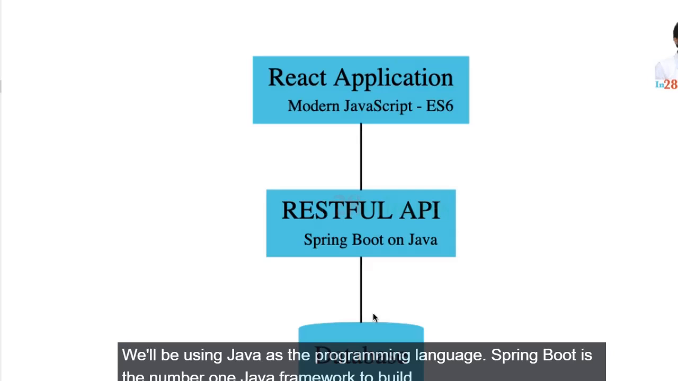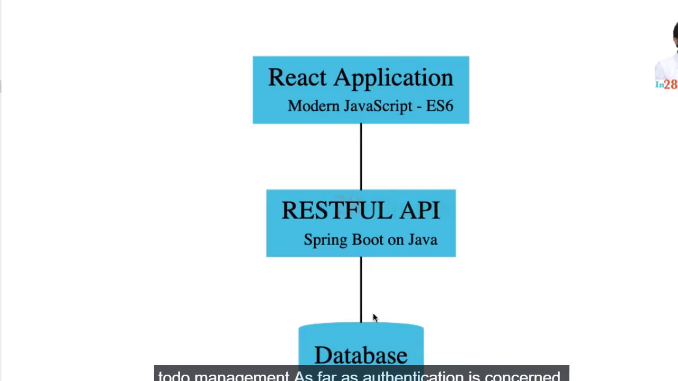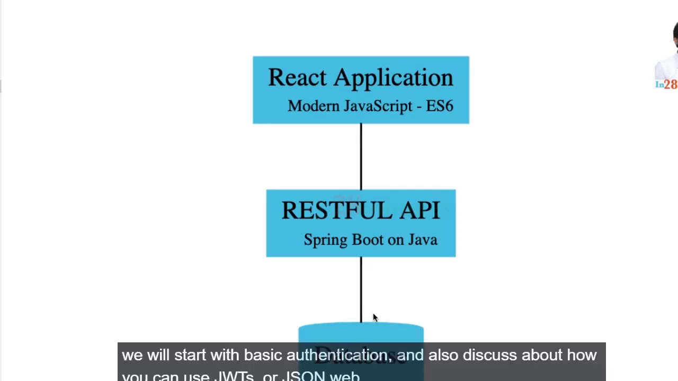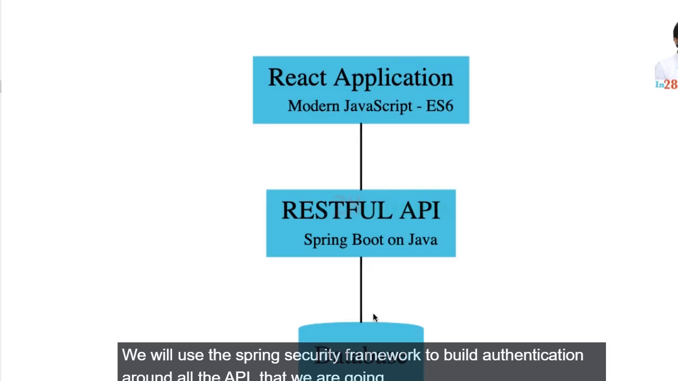Spring Boot is the number one Java framework to build RESTful APIs and microservices. We'll create multiple RESTful services for authentication as well as to-do management. As far as authentication is concerned, we will start with basic authentication and also discuss how you can use JWTs or JSON Web Tokens for authentication. We will use the Spring Security Framework to build authentication around all the APIs that we are going to build.